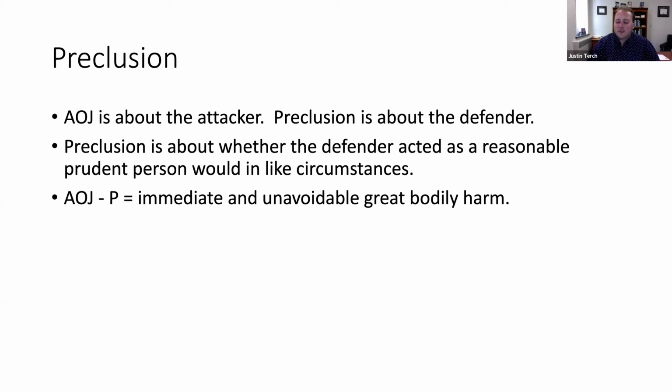So in order to be successful in a self-defense claim under case law, you have to prove the attacker had the ability, the opportunity, and made their intent known to you, and that you didn't have any other option. So A, O, J, P: ability, opportunity, jeopardy, and preclusion. And that might be on your written exam, so keep that in mind.